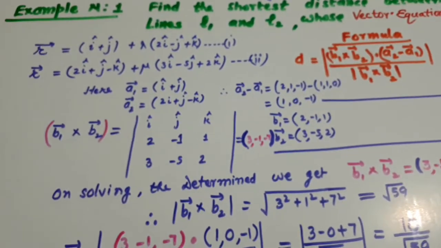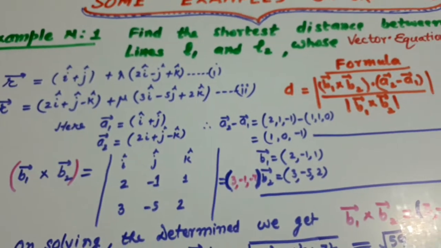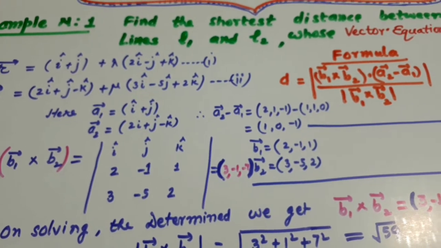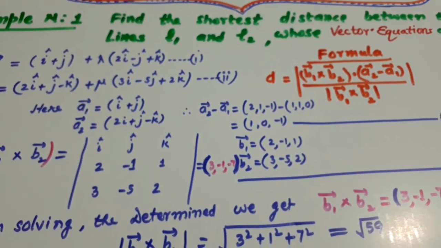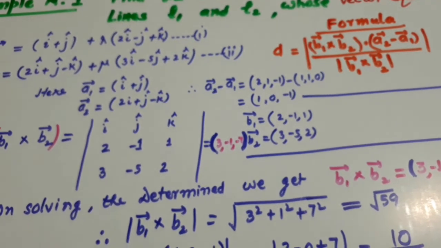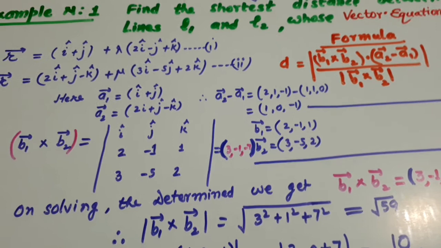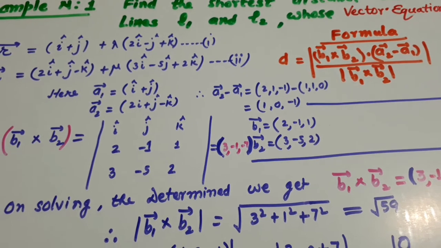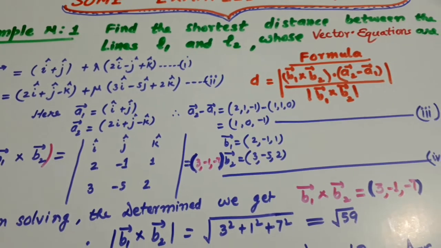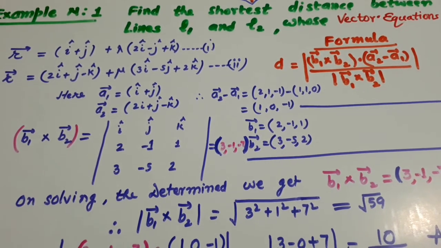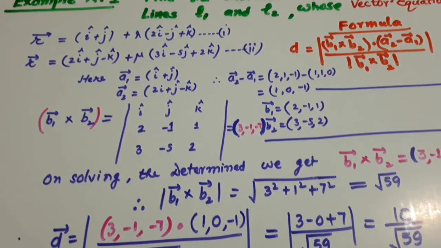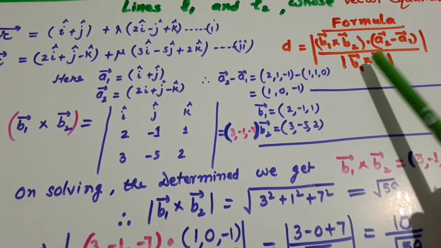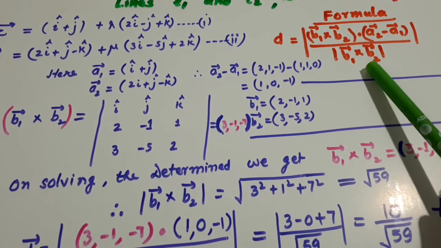This question is very, very important. In almost all the final exams conducted by CBSE, these questions are there most of the time, and this is worth almost 6 marks. So you should understand this properly so that you are able to come out with flying colors. I hope you have understood how to calculate. You have to write in vector form, and calculate b1 cross b2 dot a2 minus a1, divided by the magnitude of b1 cross b2.